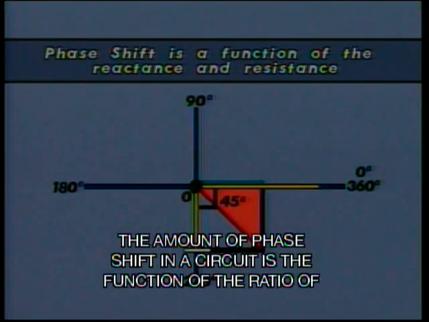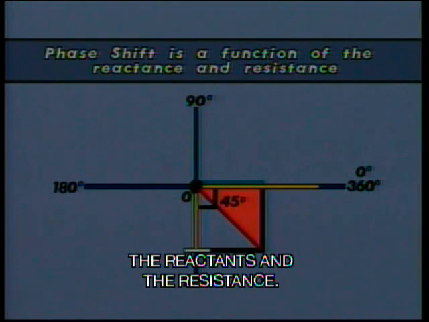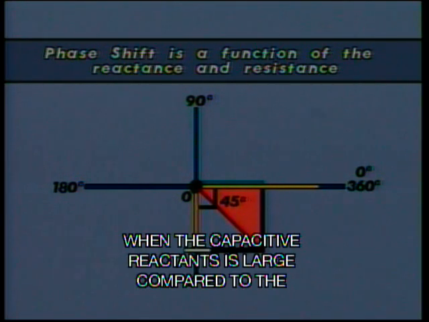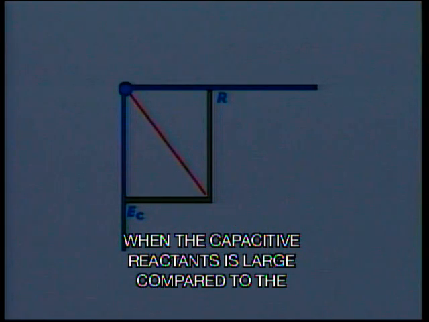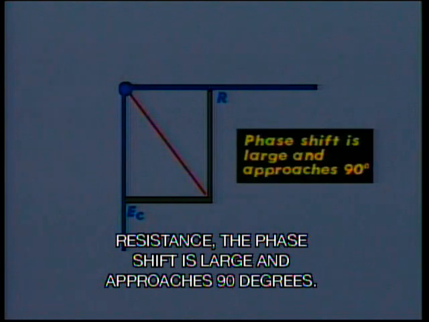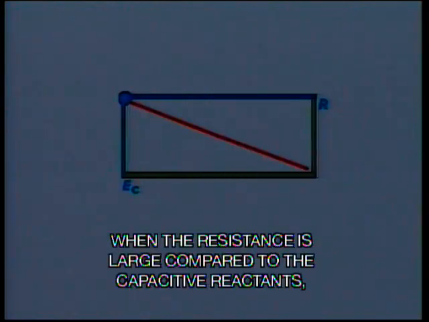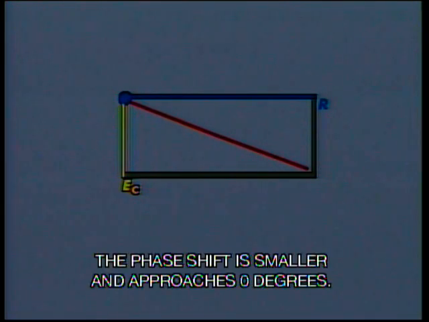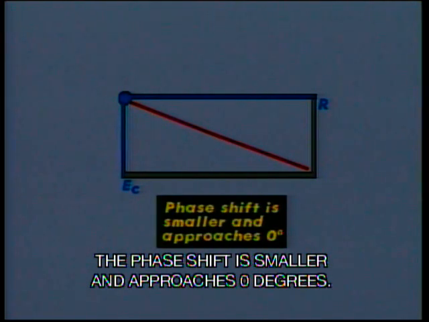The amount of phase shift in a circuit is a function of the ratio of the reactance and the resistance. When the capacitive reactance is large compared to the resistance, the phase shift is large and approaches 90 degrees. When the resistance is large compared to the capacitive reactance, the phase shift is smaller and approaches 0 degrees.